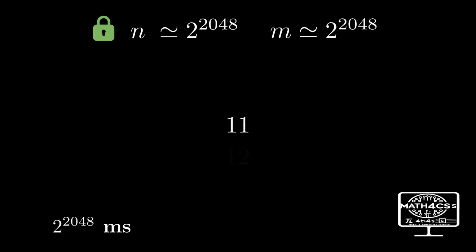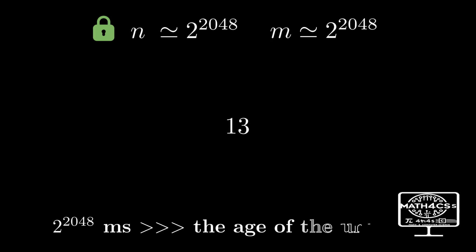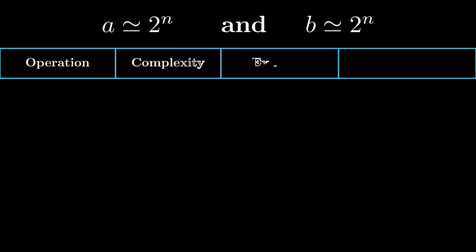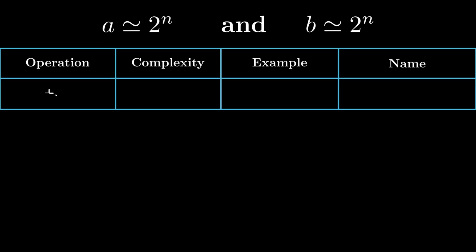If you spend 1 microsecond on each number, you will need far more than the age of the universe to count up to 2 to the power 2048. A tool that measures the number of operations needed depending on their size is called complexity. If you have a number of size n, and the number of operations needed is about n, 5n, or 100n, we say that the complexity is linear, and we write it as big O(n).